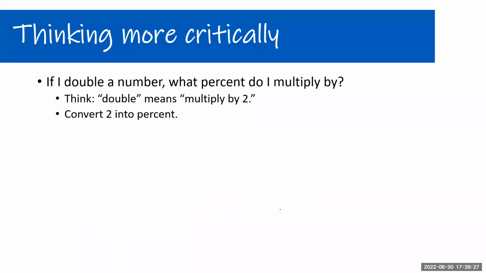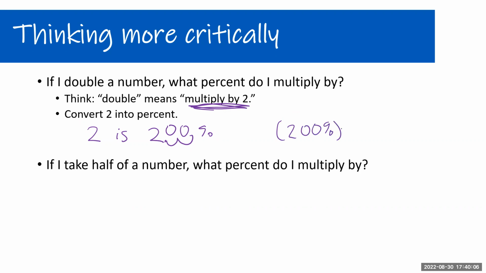Now we can think more critically, but apply the exact same reasoning here. If I double a number, then what percent do I need to multiply by? Well, go back to what we just learned. If we're doubling, we are multiplying it by 2. What percent is 2? Well, 2 is 200%. So you're actually going to multiply it by 200%. So 200% is the answer here.